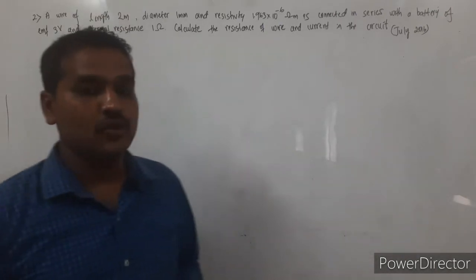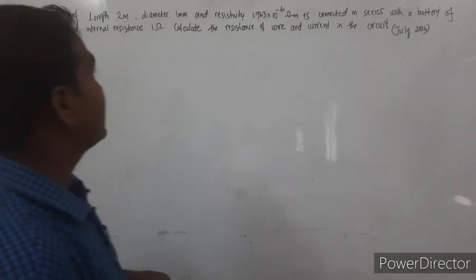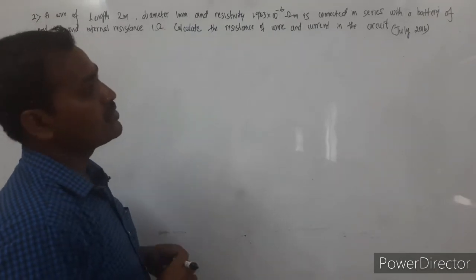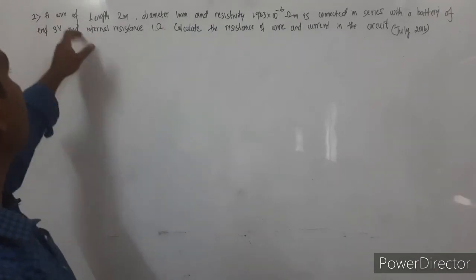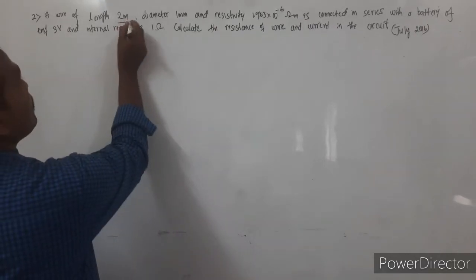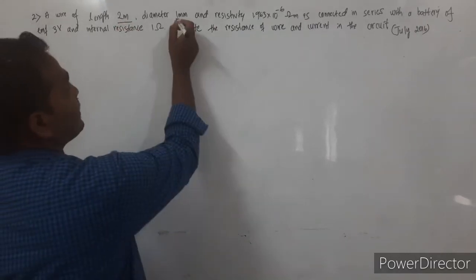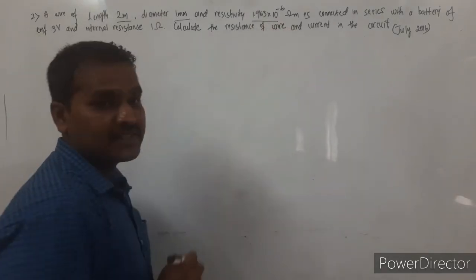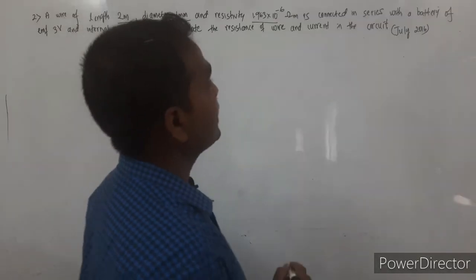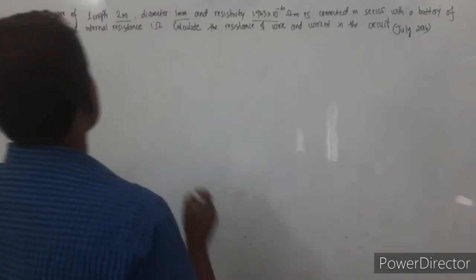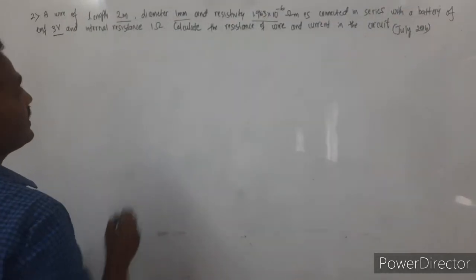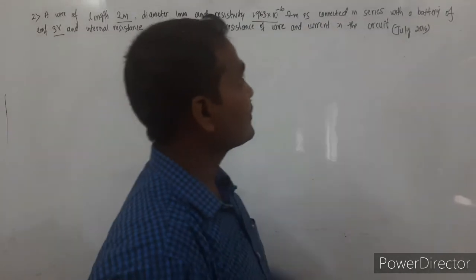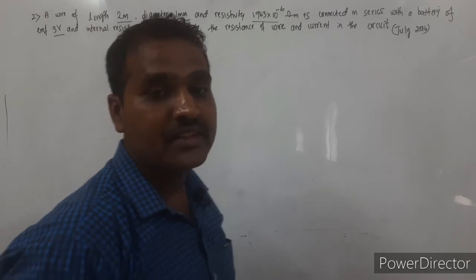Now let us look at the next problem. This is the question asked in the July 2016 exam. They have given a wire of length 2 meters and diameter 1 millimeter having resistivity of 1.963 into 10 to the power of minus 6 ohm meter, connected in series with a battery of EMF 3 volt and internal resistance of 1 ohm. Calculate the resistance of the wire and the current in the circuit.